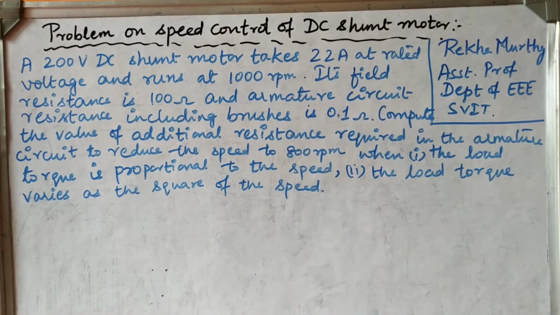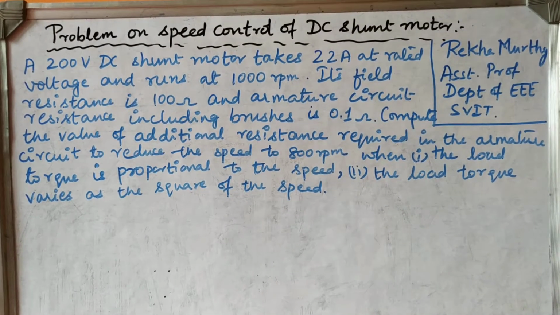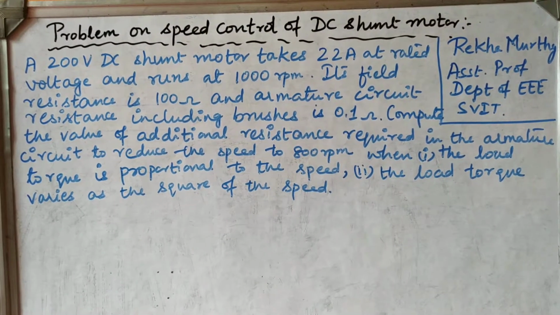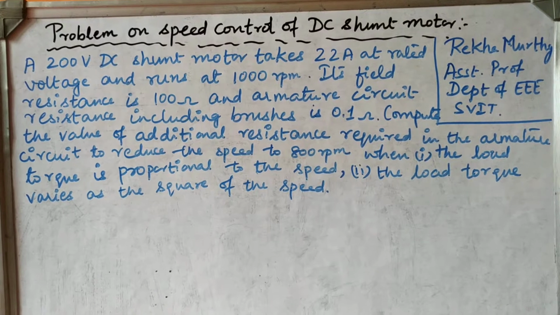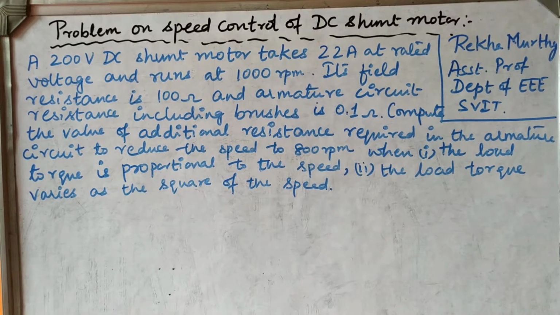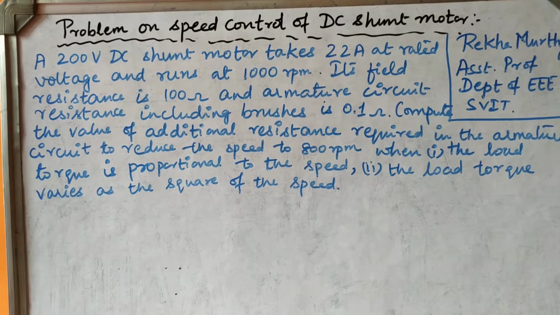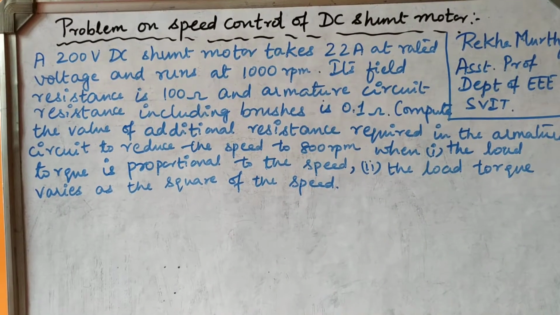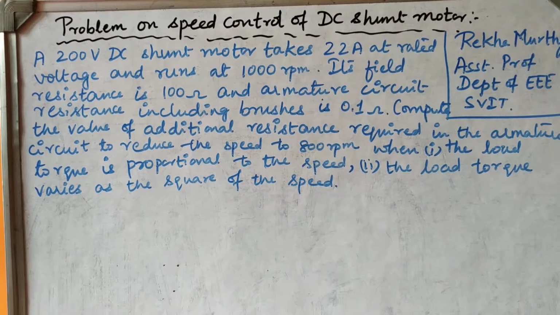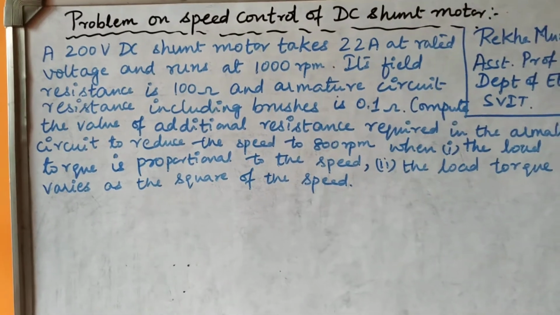Today I'm here to explain the problem on speed control of a DC shunt motor. This belongs to the electric motors subject from 4th sem Triple E. The problem is: a 200 volt DC shunt motor takes 22 ampere at rated voltage and runs at 1000 rpm. Its field resistance is 100 ohm. Let's write down the given data parallelly.